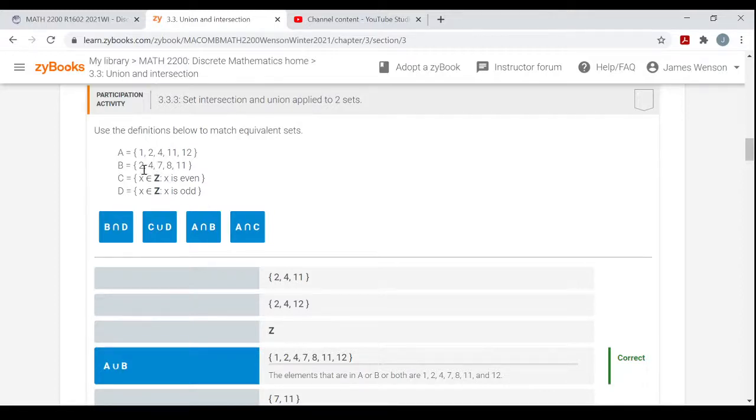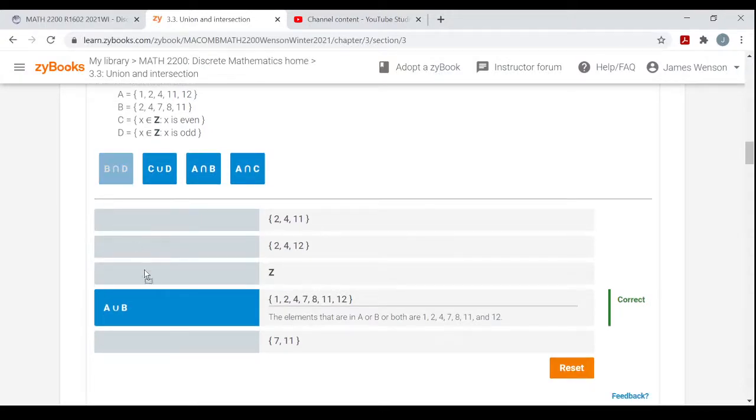So 2 is in B, but it wouldn't be in D, right? So not 2. 4 is in B, but it wouldn't be in D, right? 8, same thing. All the even ones are bad. 7 and 11, though. They're in B, and they would be in D also. So B intersect D would be the set with just 7 and 11 in it.